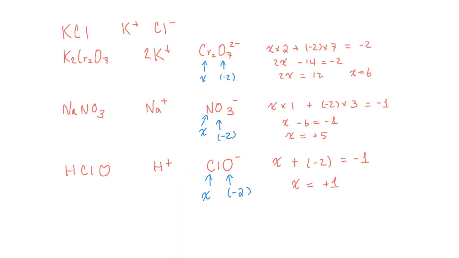So in the case of KCl, this is apparently an ionic compound. So potassium chloride can be broken up into K+ and Cl-. Therefore, the charge of potassium and chloride will become their oxidation numbers. Therefore, the oxidation number for potassium is +1 and chlorine is -1. Then the second example is potassium dichromate. So Cr2O7 is apparently a polyatomic anion, and it will break up into 2 potassium ions and the dichromate anion.